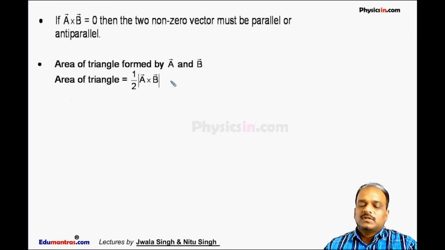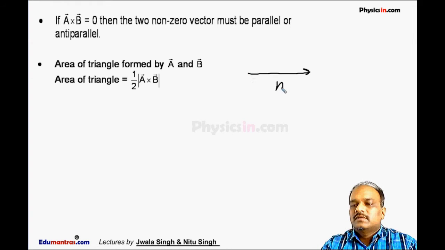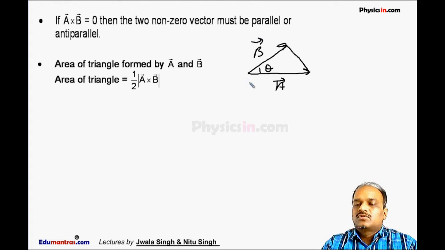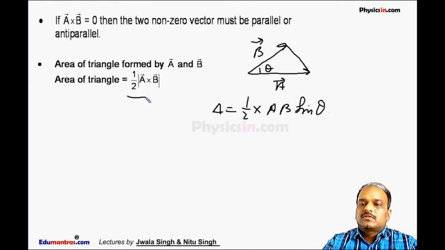The area of the triangle formed by vector A and vector B is half of the mod of A cross B, because as we know the area of a triangle is given by, this is vector A, this is vector B. The triangle formed by these two vectors, this angle is theta. Its area is given by half into A into B into sine theta. So the area of the triangle is also equal to 1 by 2 mod of A cross B.